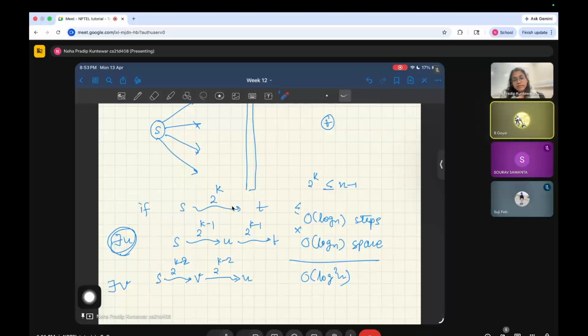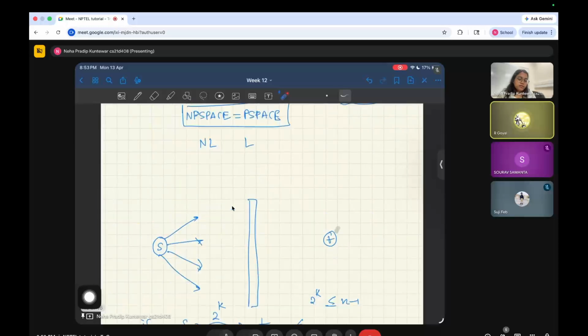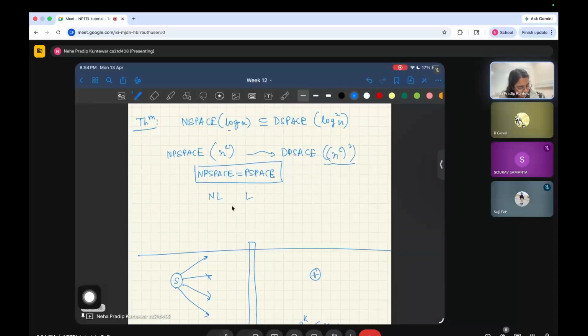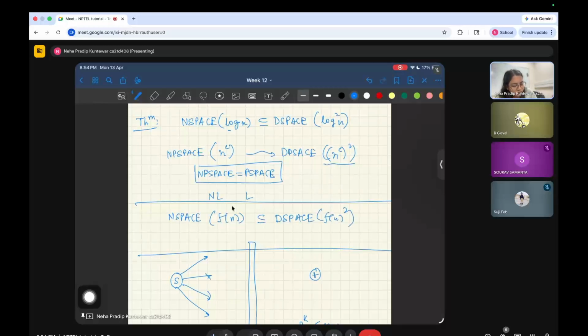But in Savitch's theorem, I did not see the statement, can you scroll up this slide, wherein you wrote that NSPACE of log n is a subset of DSPACE of log squared n? Instead, I read the statement as NSPACE of f(n) is a subset of DSPACE of f(n) squared. Yeah, that is a general theorem: NSPACE of f(n) is contained in DSPACE of f(n) squared, for all f(n) at least log n or something.